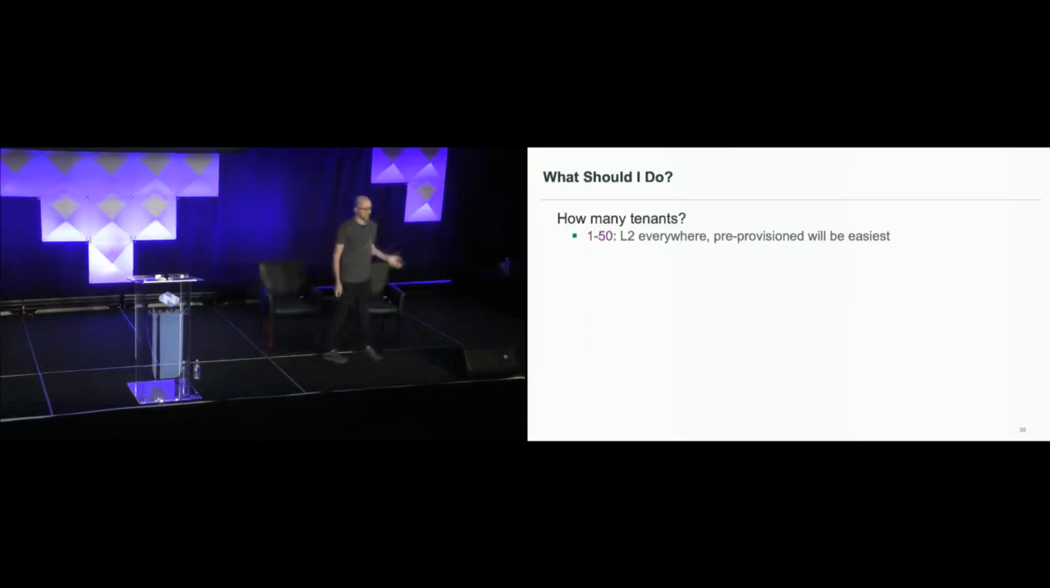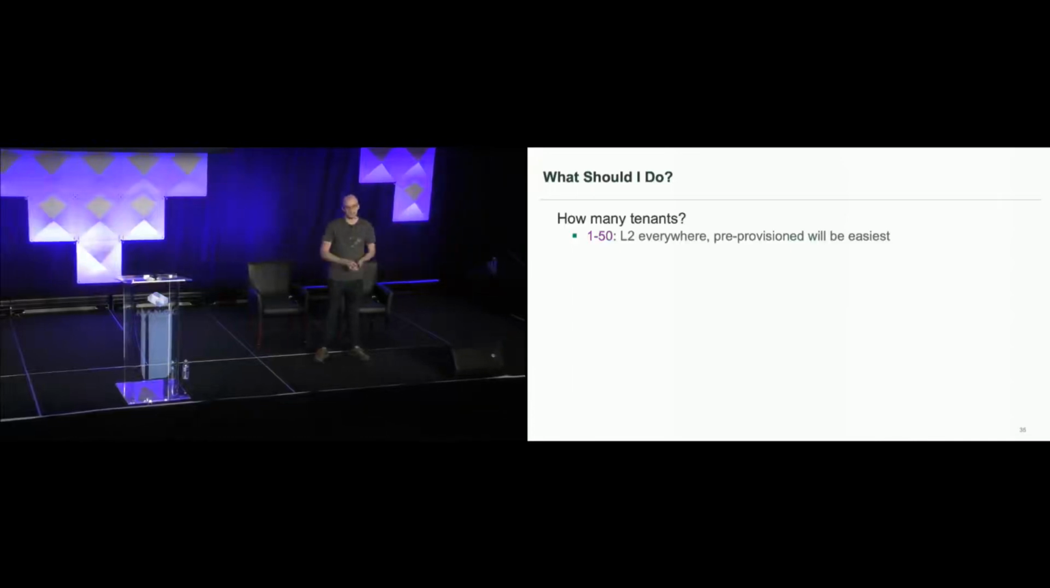So if you have less than 50 tenants, the reality is just deploy layer 2 everywhere. Like, it's the complexities of all the layer 3 stuff. I love it. I'm a huge proponent of it, but it's also kind of a pain in the ass. So just deploy layer 2 everywhere, pre-provision it all, call it a day.